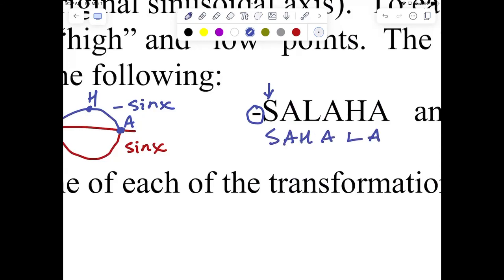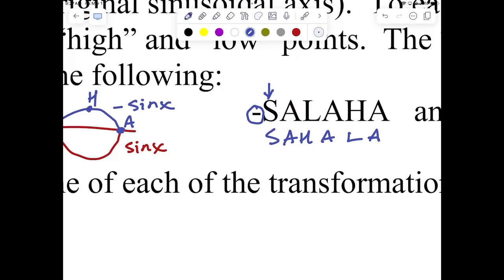Now, do you have to remember negative sine? Please say no. All you have to remember is that sine, when it's negative, makes the highs and lows switch. That's the easy thing to remember. Don't remember another name.